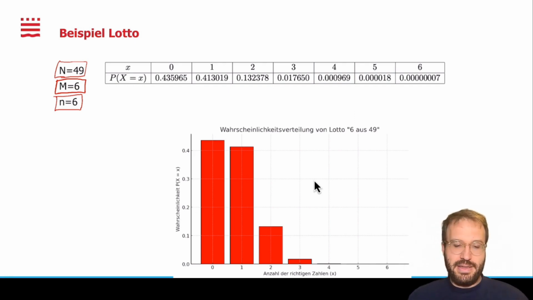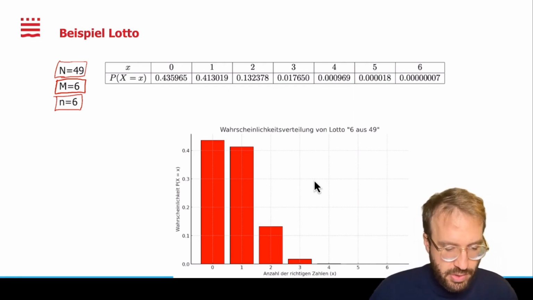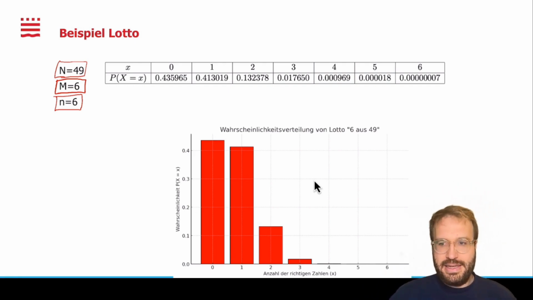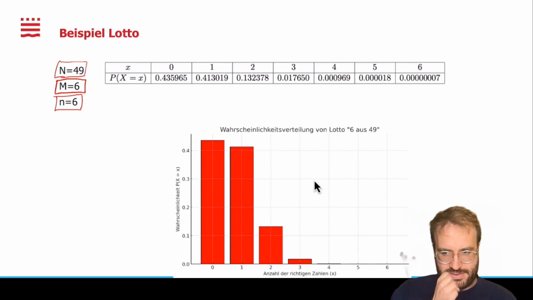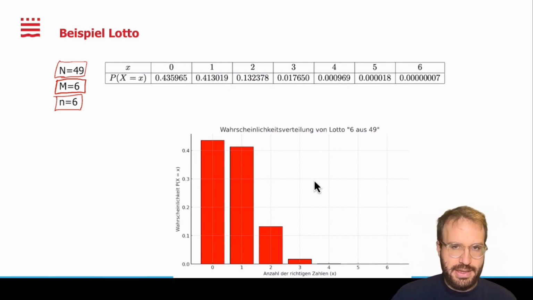All right, that was the hypergeometric distribution for today. And in the next step, we want to look at what happens when we draw with replacement, meaning the population doesn't change during the draw, and that's the binomial distribution. Until then, take care.